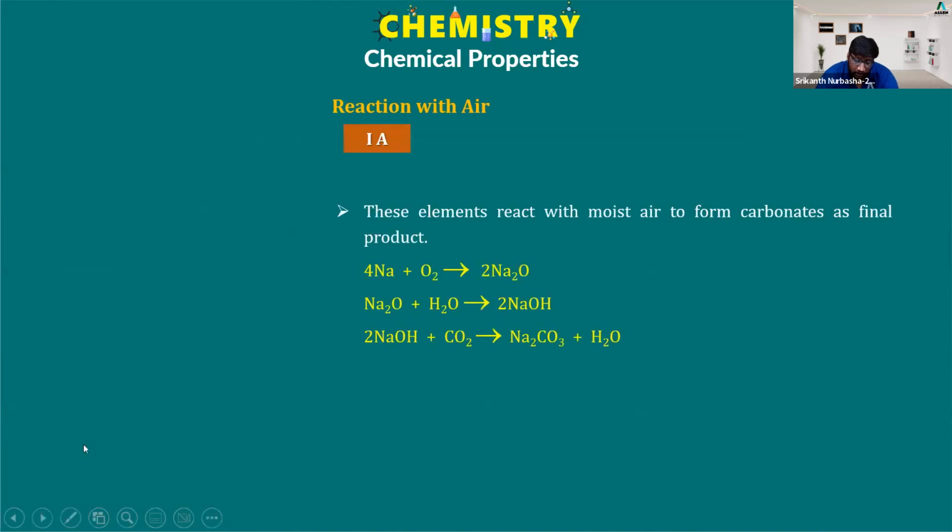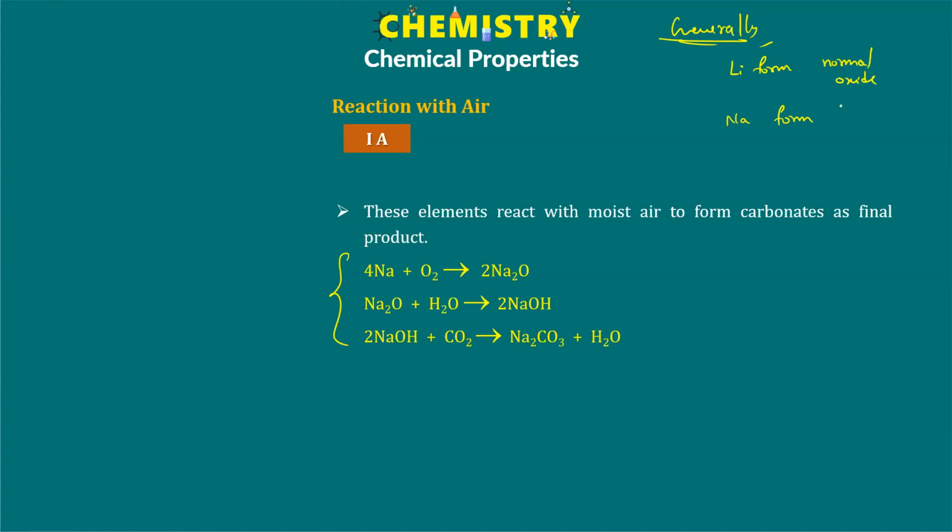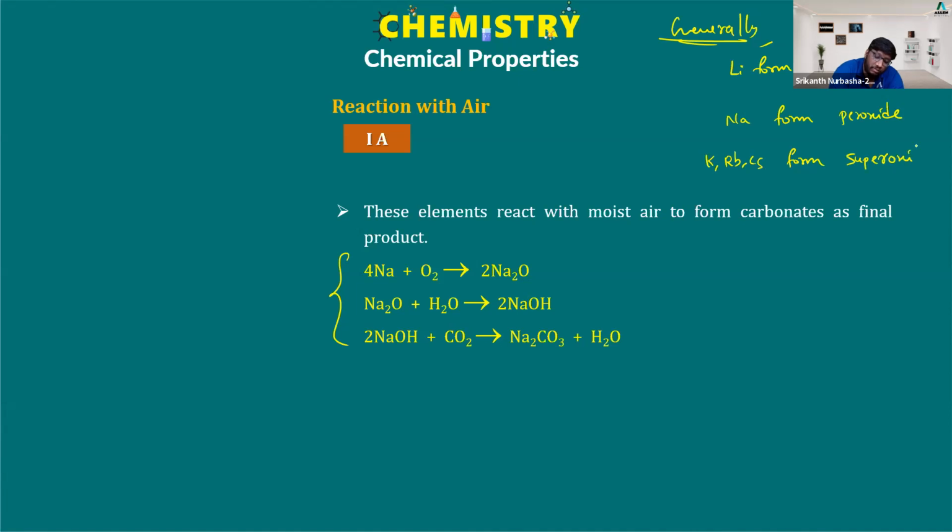Reaction with air. These elements react with moist air to form carbonates as final products. Sodium will react with oxygen from the air to form Na2O. Generally, the major oxides formed are: lithium forms normal oxides, sodium forms peroxides, and potassium, rubidium, cesium form superoxides. Why do only the heavier elements form superoxides?